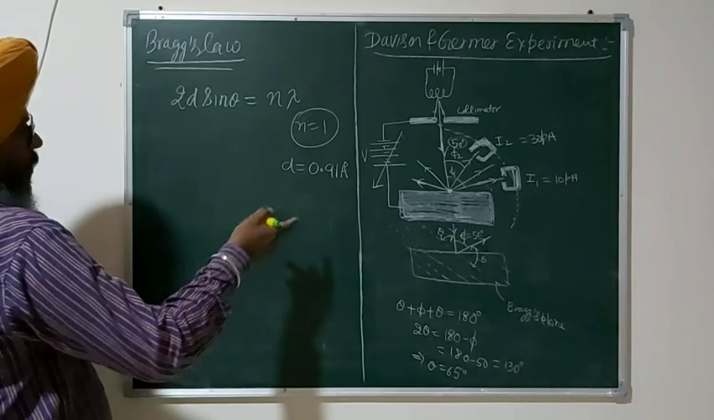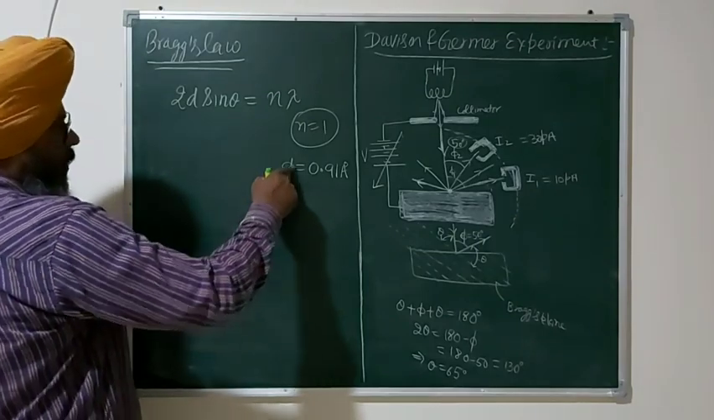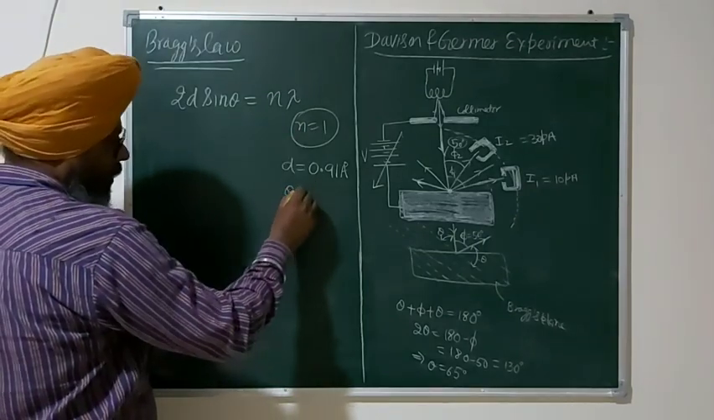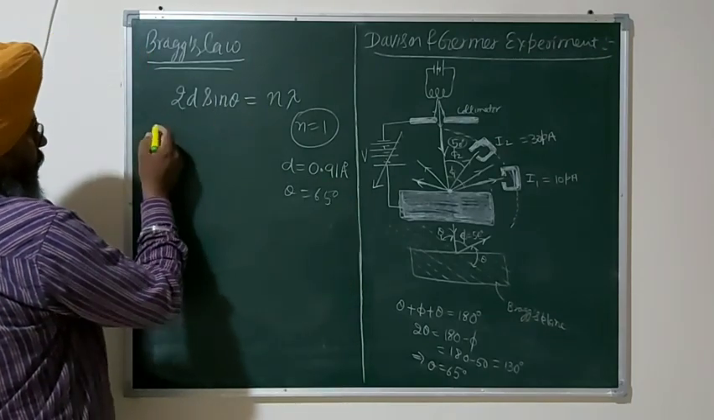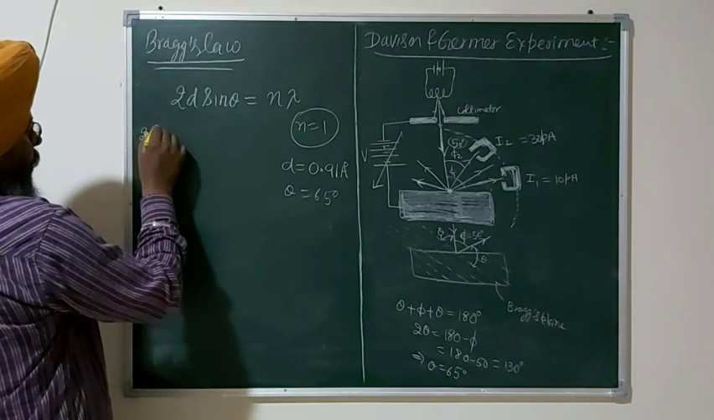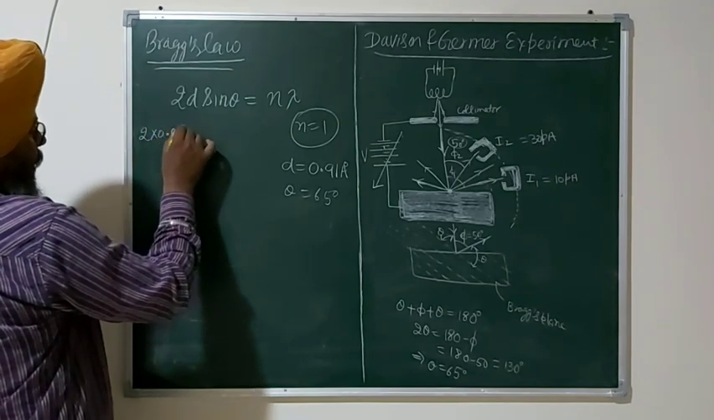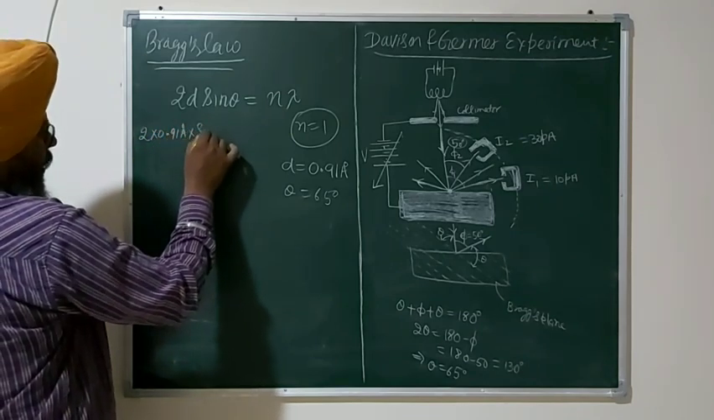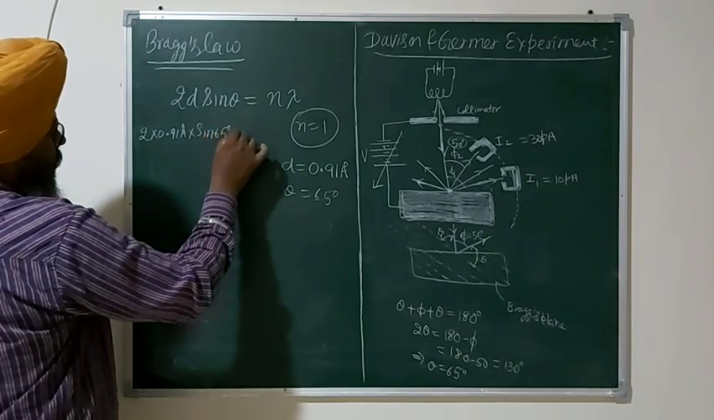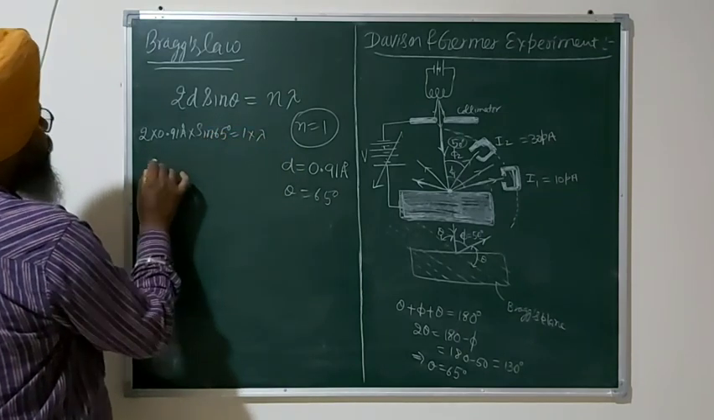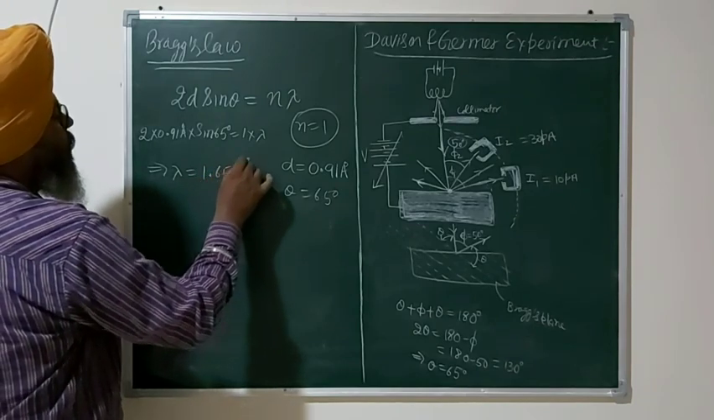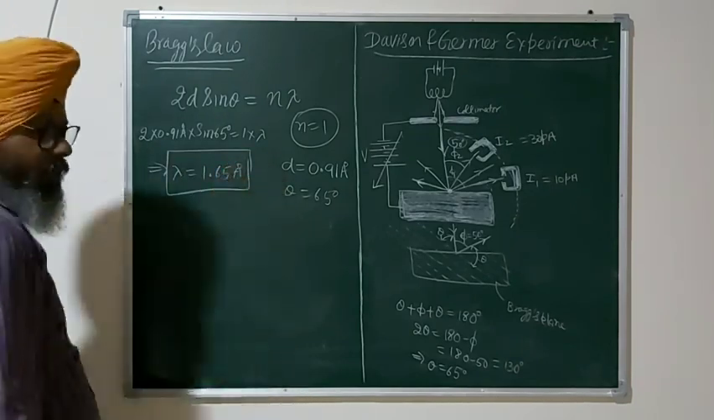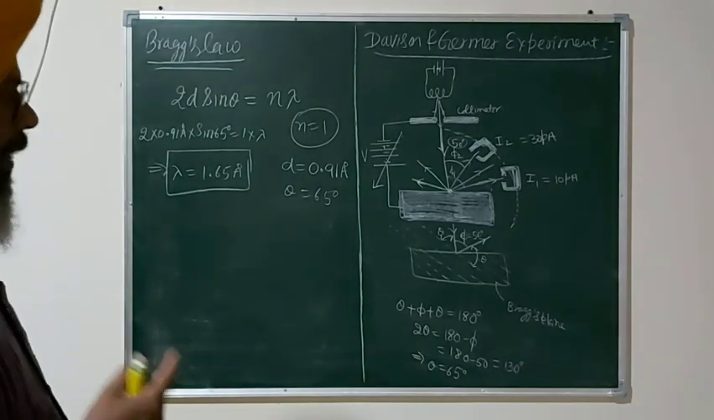So if I put this value of d, this value of n, and theta equal to 65 degree, and I just calculate, then 2 into 0.91 angstrom into sine of 65 degree is equal to 1 into lambda. This will give me lambda is equal to 1.65 angstrom. So this is the well established Bragg's law.